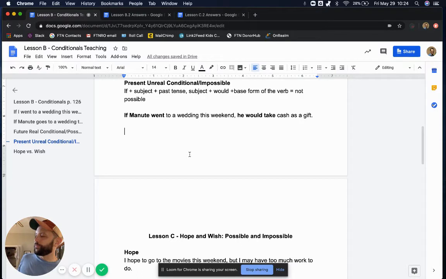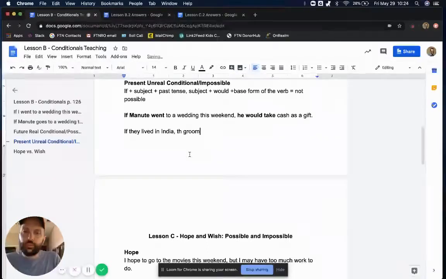Part 2A, number 1 reads this. The Patels are from India, but they live in the United States now. They are planning a wedding for their daughter, Parveen. If they lived in India, the groom's family would pay for the wedding. So here it is. If they lived in India, comma, the groom's family would pay for the wedding.